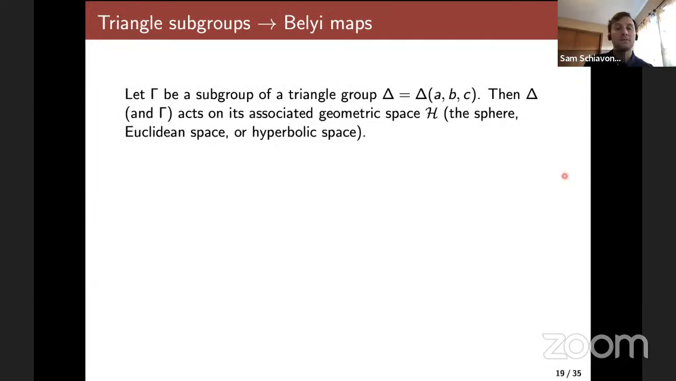Okay, and our final step is to go from triangle subgroups to Belyi maps. So let gamma be a subgroup of a triangle group delta. Then delta and gamma act on the associated geometric space H, where H is either the sphere, the Euclidean space, or hyperbolic space, depending on the values of A, B, and C. So remember, you can think about delta as these rotations around the vertices of your triangles. So you can take your geometric space, tessellate it with triangles, and then look at how the triangle group is acting on it by rotations.